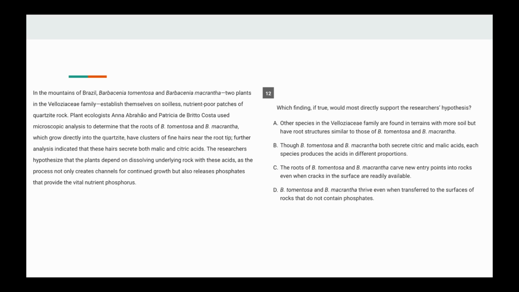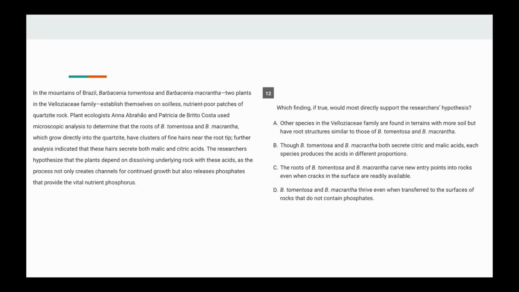Other species in the family. Okay, already. Is there anything in the passage about other species in that family? Anything? You don't even need to read the rest of the answer choice. Is there anything about other species in the Velloziaceae family, except tomentosa and macrantha? Nothing about that. Nothing mentioned about other species. Safely eliminate A. Get out of here.